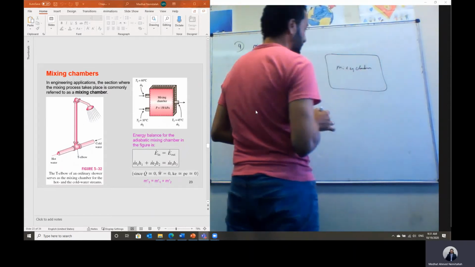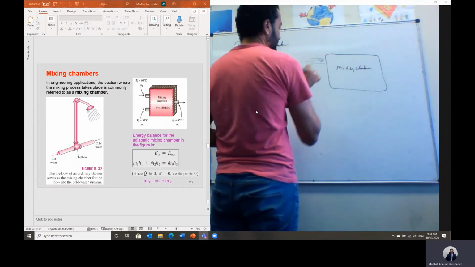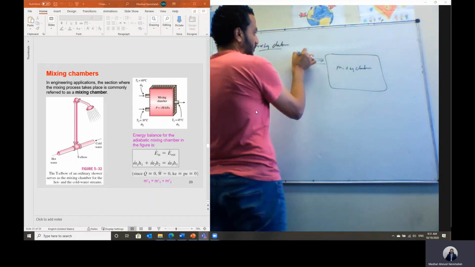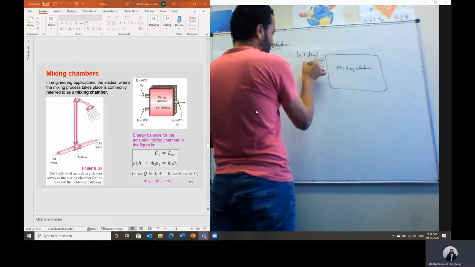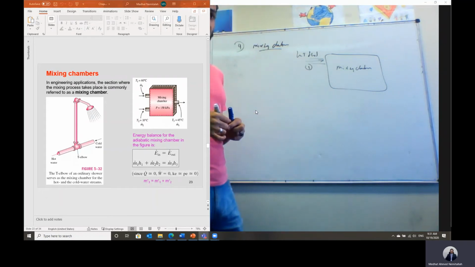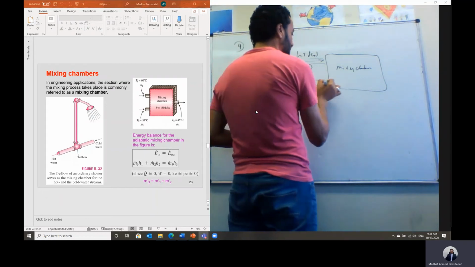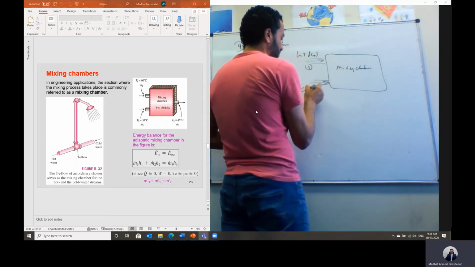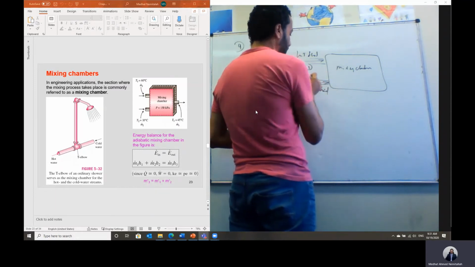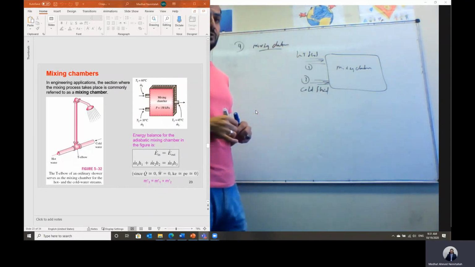Like we said, the shower. So let's consider a very simple example. Like the shower, we have hot fluid. Let's say hot fluid is coming in at cross section number 1. This hot fluid is being mixed with a cold fluid, let's say coming in at section number 2.